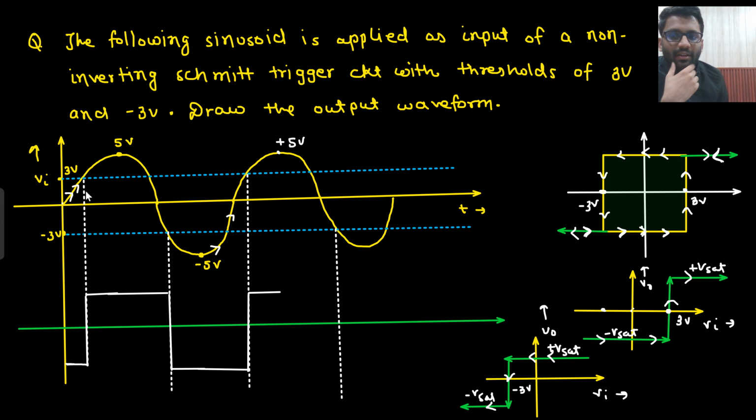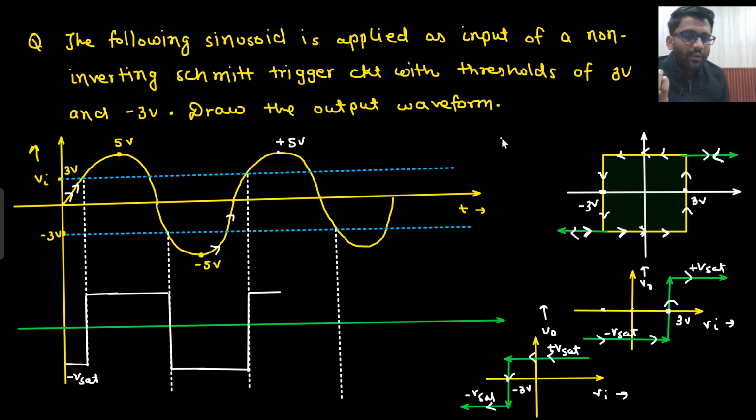So what is the concept? First you need to understand what will be your initial output. Just as I understood, my initial output is minus Vset. Now you are at minus Vset, and you are increasing your input. If I am at minus Vset and I am increasing my input, what does that mean? That I want to go to plus Vset?